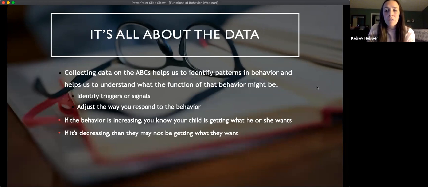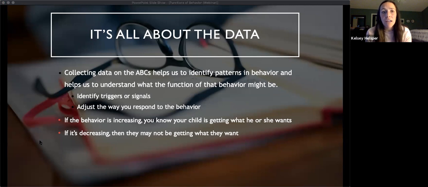So to reiterate on that a little bit, it's all about the data. Collecting data on the ABCs, just like what I showed you, really helps us to identify those patterns in behavior and helps us to understand what the function actually is. So if we can identify something that is consistently triggering a behavior to happen, we'll be able to teach your child how to work through it in a more appropriate way.